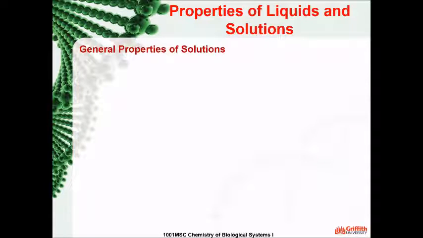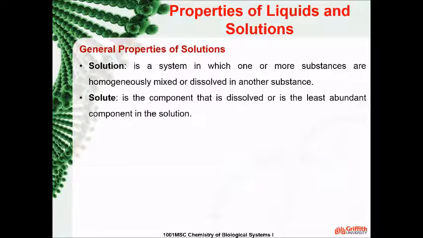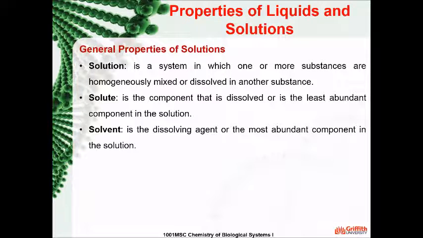Remember, from Module 5 we covered the concept of solubility. Let's revise some of the important definitions. A solution is the term used in chemistry to describe a system in which one or more substances are homogeneously mixed or dissolved in another substance. The solute is the component that is dissolved or is the least abundant component in the solution. The solvent is the dissolving agent or the most abundant component in the solution.